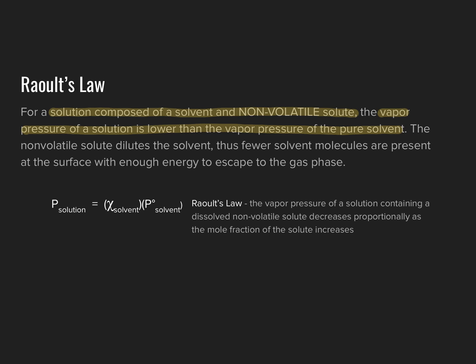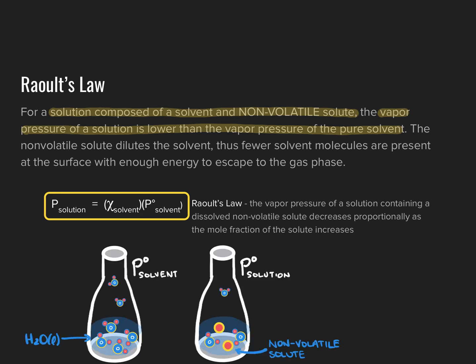Now, the math behind this is relatively straightforward. Raoult's law is formulated as follows. The vapor pressure of a solution is equivalent to the mole fraction of the solvent times the vapor pressure of the pure solvent. That is to say, if you think about a solution which is composed of, say, 50% non-volatile solute and 50% volatile solvent, the vapor pressure of that solution would essentially be half that of the vapor pressure of the pure solvent by itself. So essentially, it's a direct relationship.